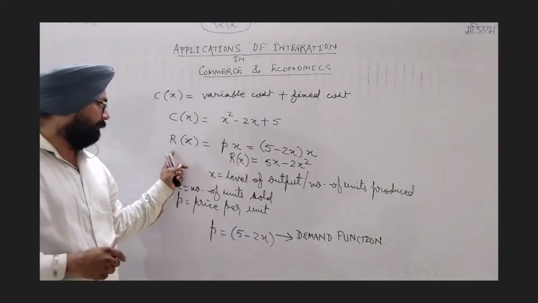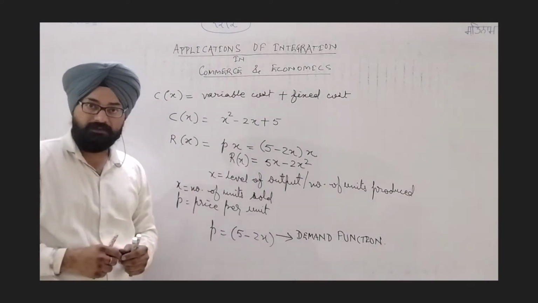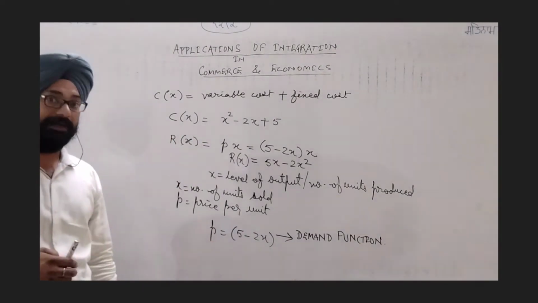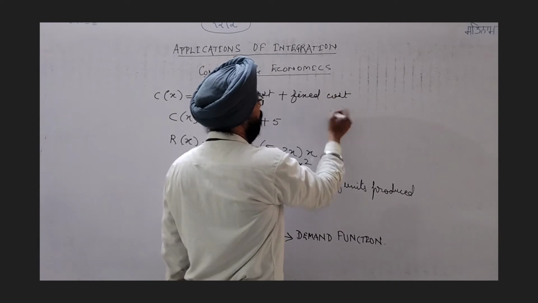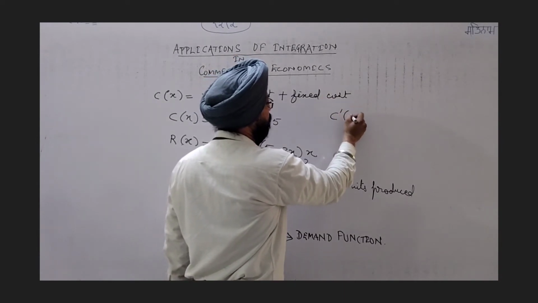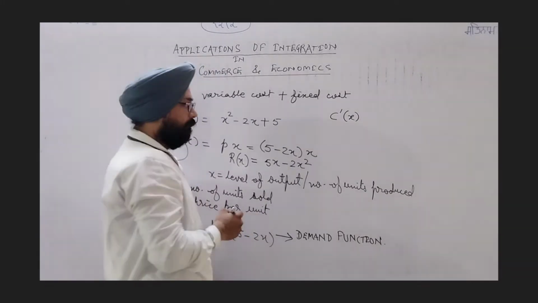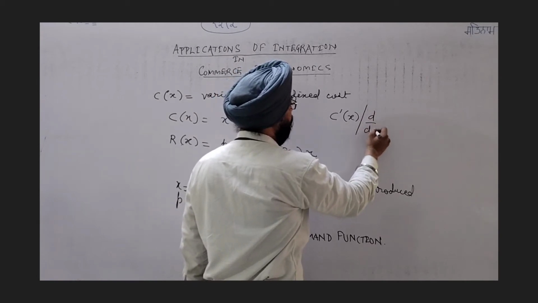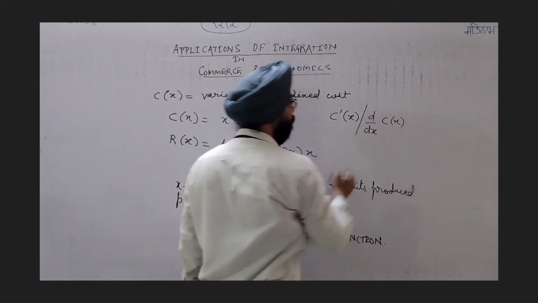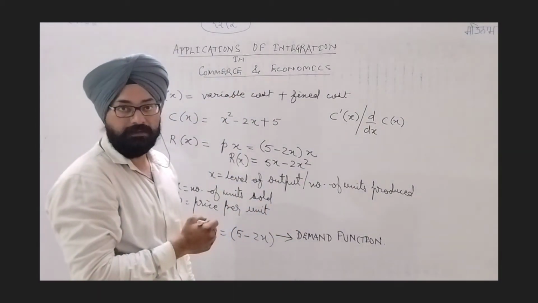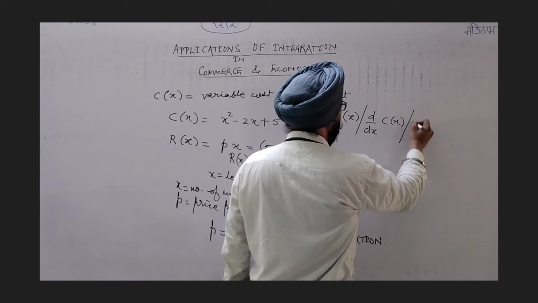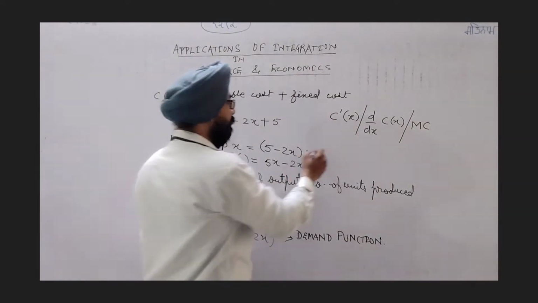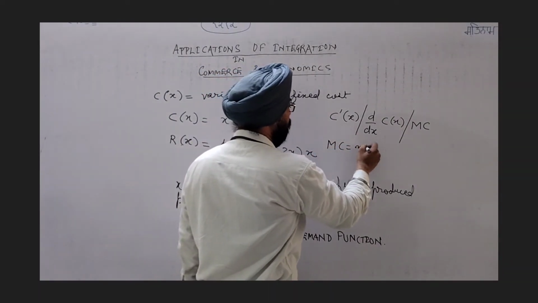C(x) and R(x) when we have written, now obviously when they are functions of x, x is the variable here. I can differentiate C(x) and R(x) both with respect to x. If I differentiate C(x), I will denote it as C dash x, cost function differentiated, or I will express it like d by dx of C(x), differentiation of C(x) with respect to x, or this is known in short, as an abbreviation, MC. What does it stand for? This is actually marginal cost.